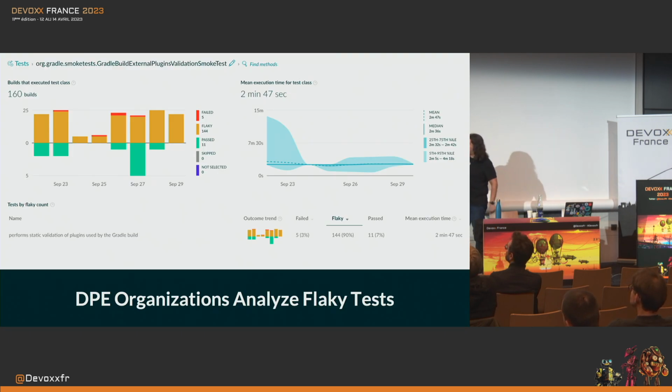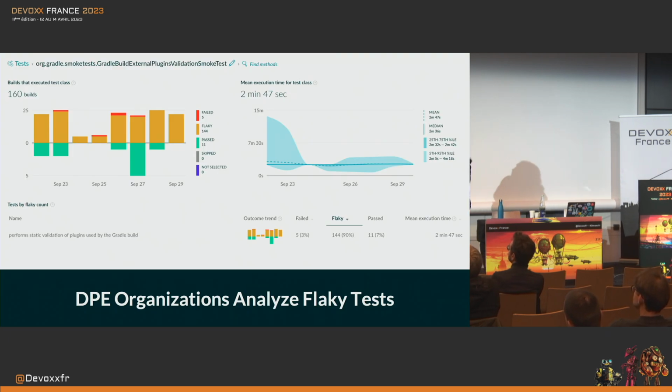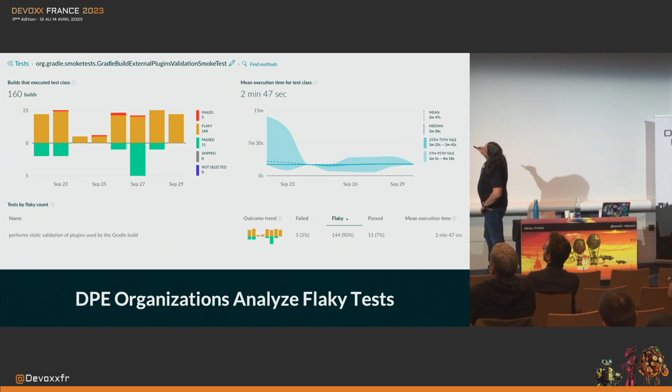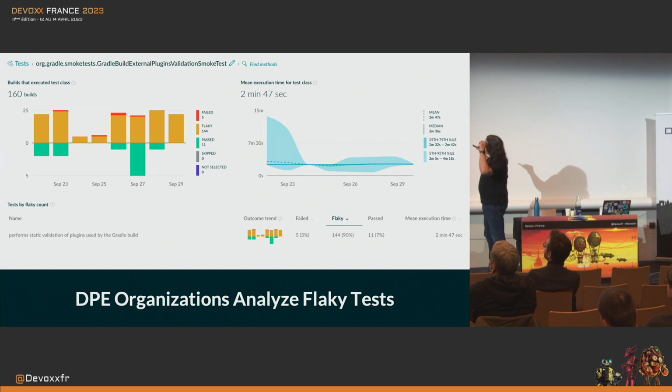So DPE organizations analyze flaky tests. You can see here, this is an analysis of a single test. Which one is this? This is one of Gradle's, from the Gradle build tool.